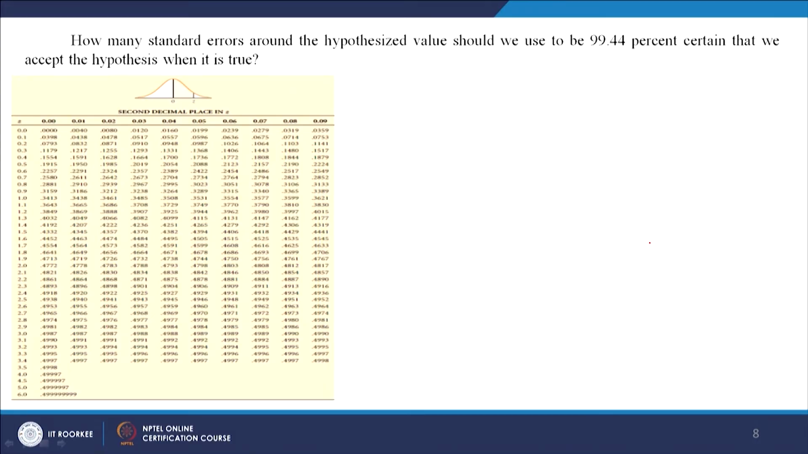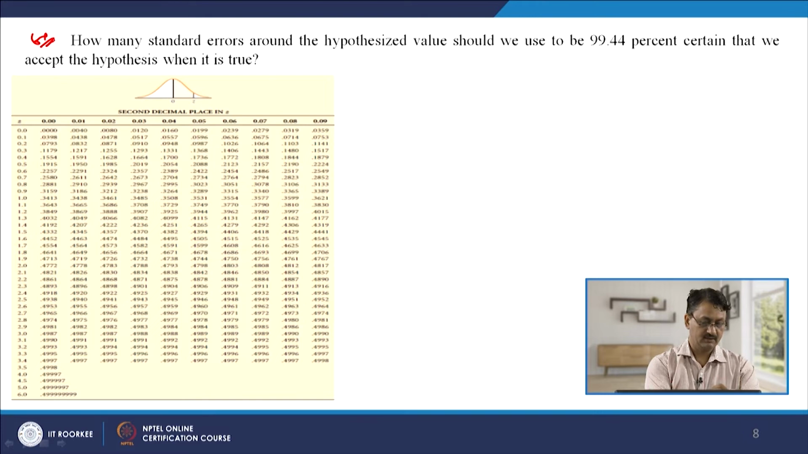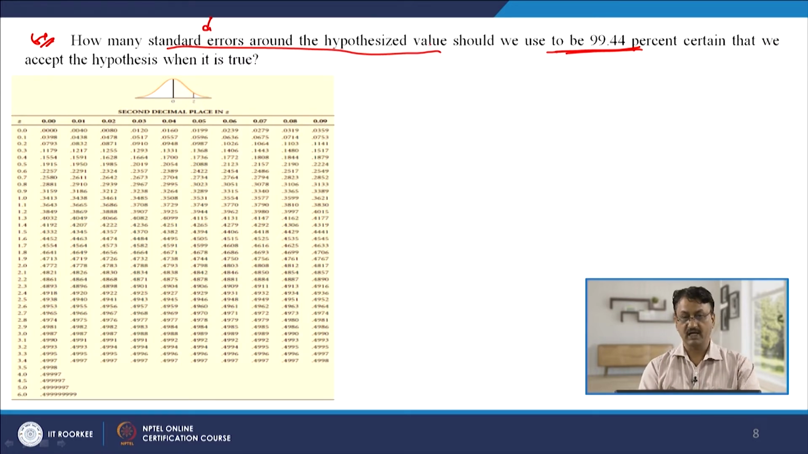Let us look at a couple of examples. This is an example wherein the question is like this: how many standard errors around the hypothesized value should we use to be 99.44% certain that we accept the hypothesis when it is true? How many standard errors around the hypothesized value should we use to be this much percent certain that we will accept the hypothesis when it is true?